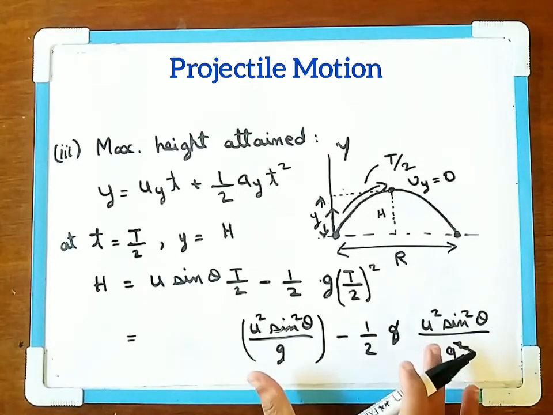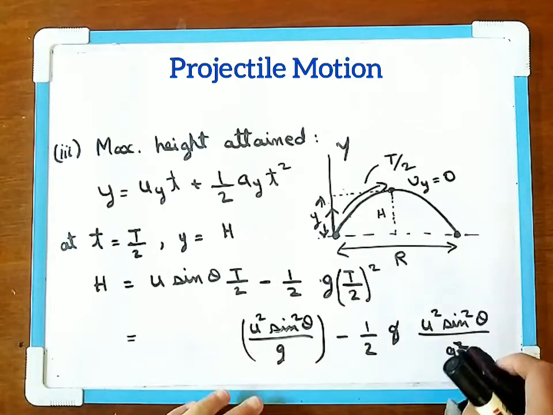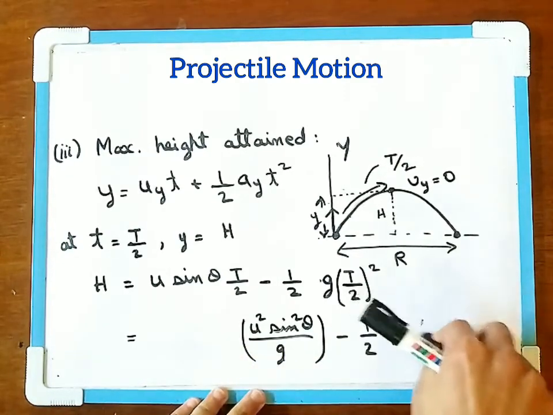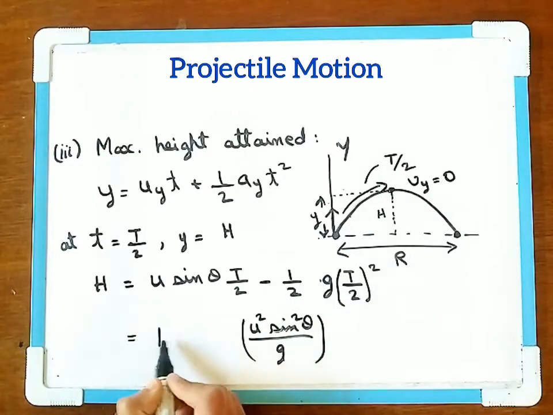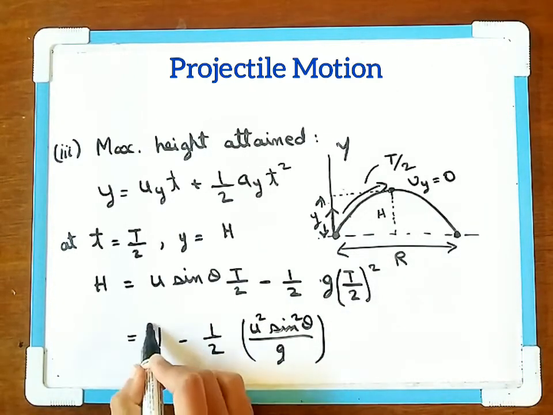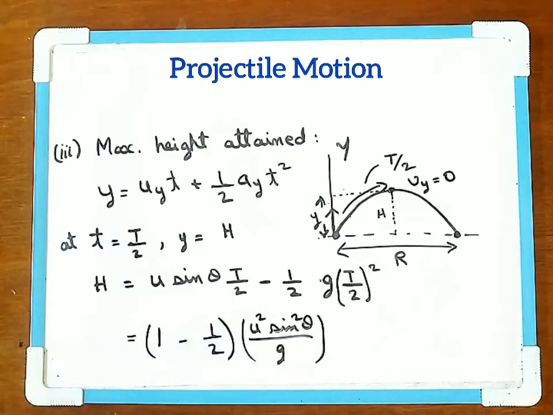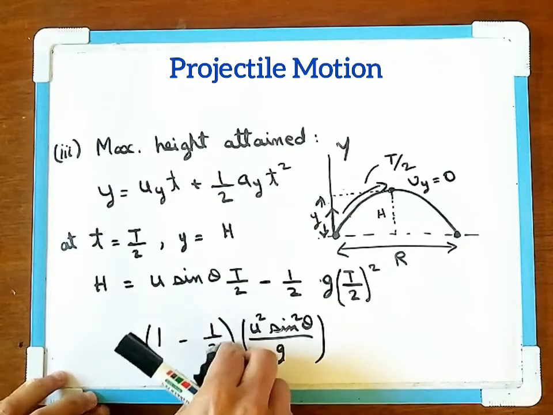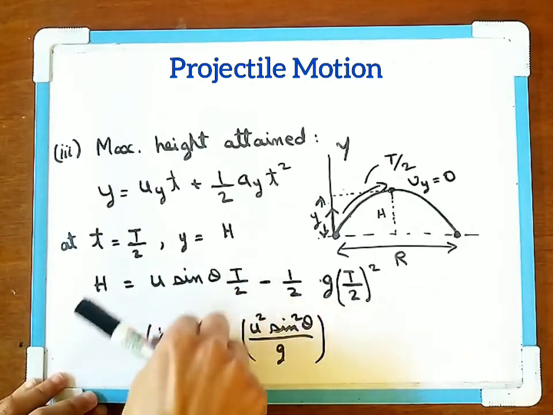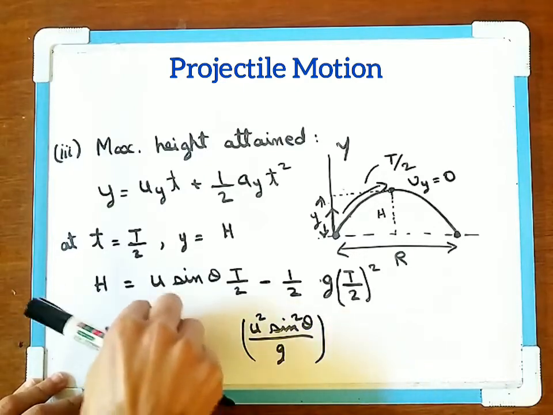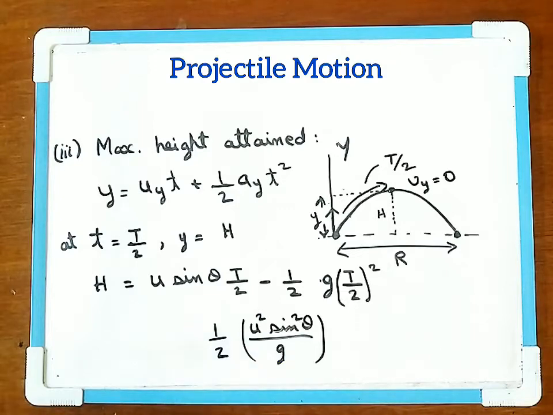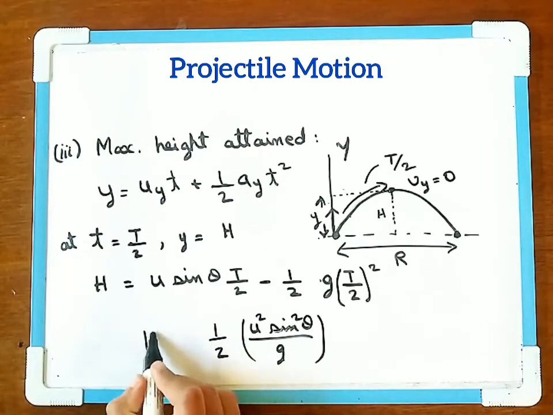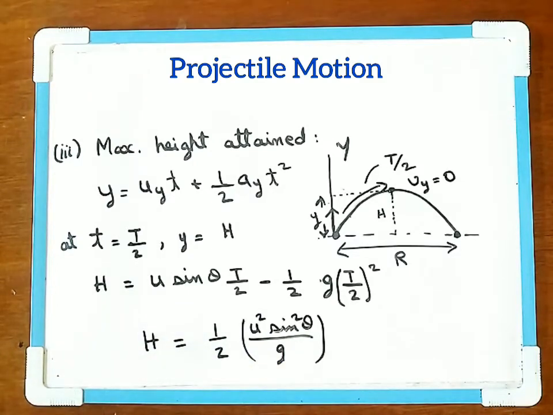Upon taking this common, you take u square sine square theta by g, you have 1 minus half. And 1 minus half is equal to half. So you get half of u square sine square theta by g. So this will be the expression for the maximum height attained.